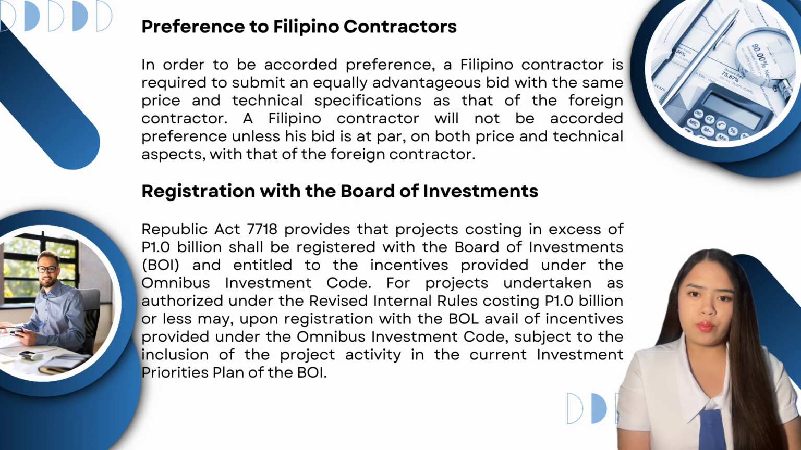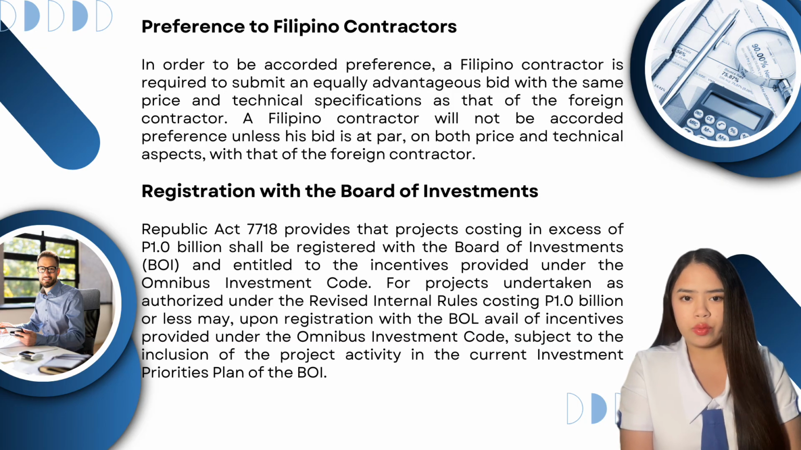In registration with the Board of Investments, Republic Act 7718 provides that projects costing in excess of 1 billion shall be registered with the Board of Investments and entitled to the incentives provided under the Omnibus Investment Code. Projects undertaken as authorized under the revised implementing rules costing 1 billion or less may, upon registration with the BOI, avail of incentives provided under the Omnibus Investment Code, subject to the inclusion of the project activity in the current investment priorities plan of the BOI.